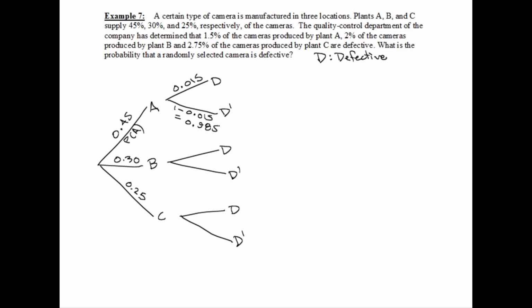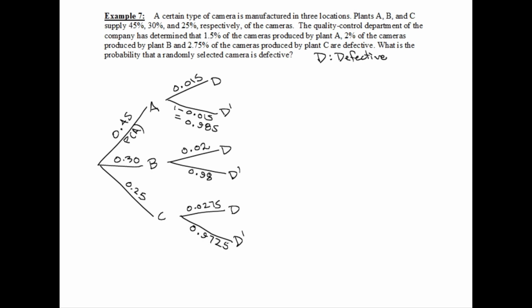All the branches that leave a point in your tree should add up to 1. Okay, now we move to B. We know that 2% of the cameras are defective, so 0.02, which leaves us 0.98 for the non-defective ones. And then for C, 2.75% are defective, so 0.0275. Subtract from 1 to get 0.9725.